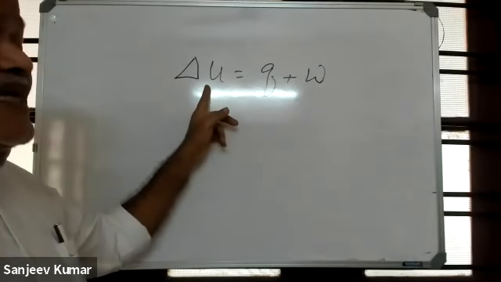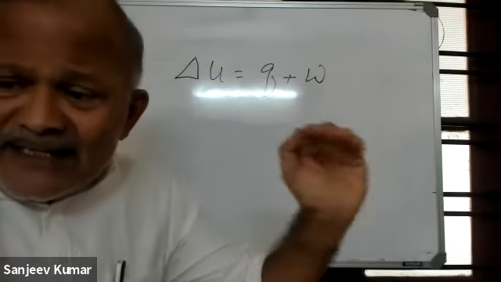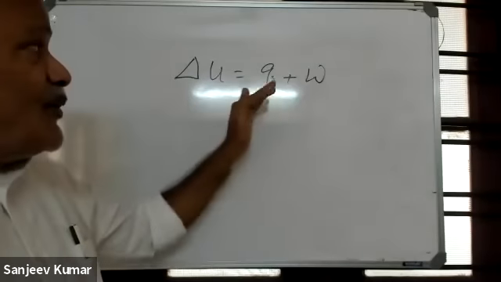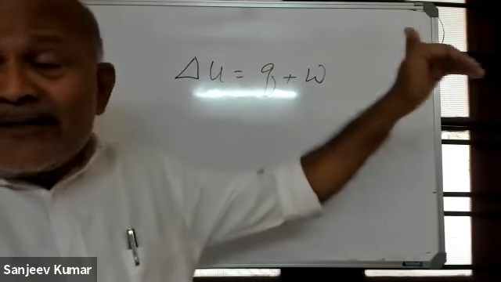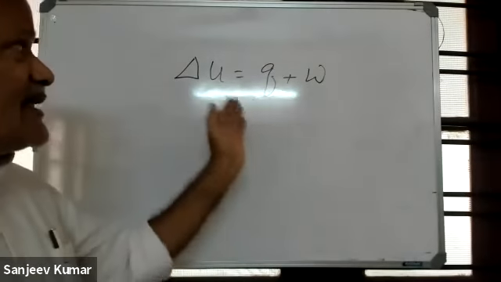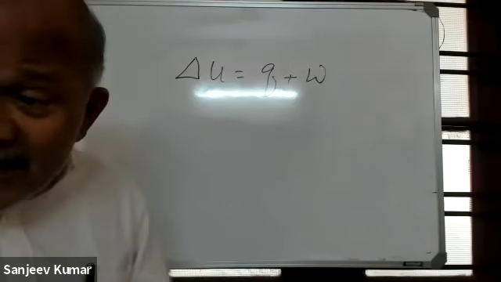If the internal energy increases, delta U will be positive. If the internal energy of the system decreases, delta U will be negative. Q, if it is absorbed, endothermic process, Q is positive. If it is liberated, exothermic process, Q will be negative.